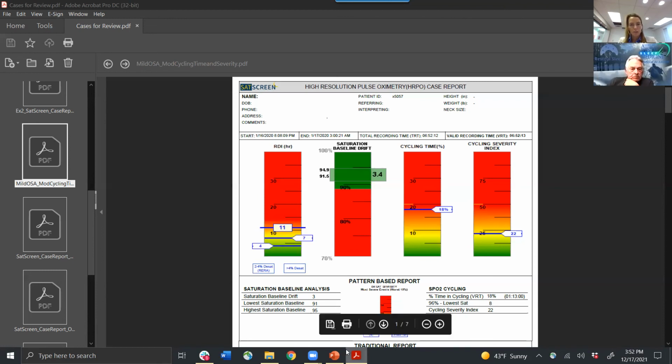Let me just see if I can pull up. We do have a couple more minutes, so I'll see if I can pull up a couple of examples of titrations or a multi-night report here. And we do have a new feature in our online SAT cloud that allows you to look at your reports over time.